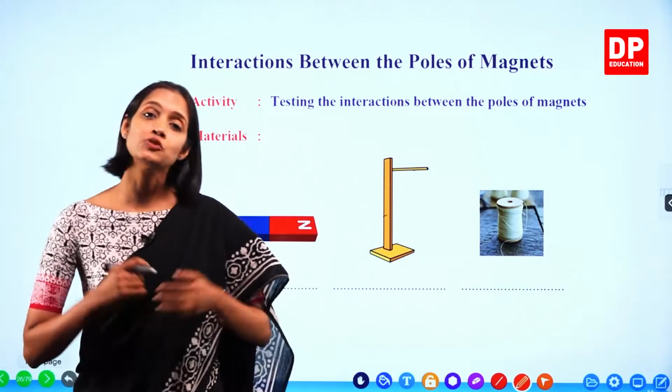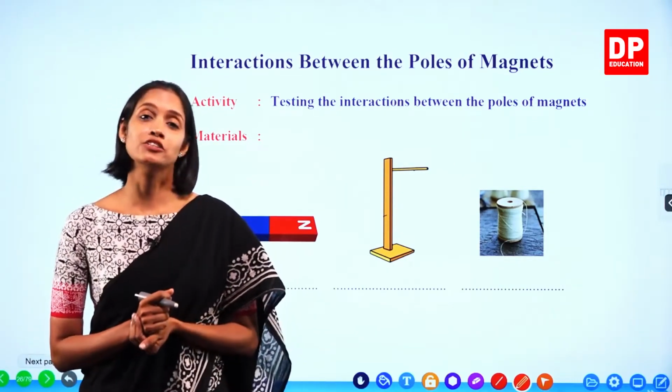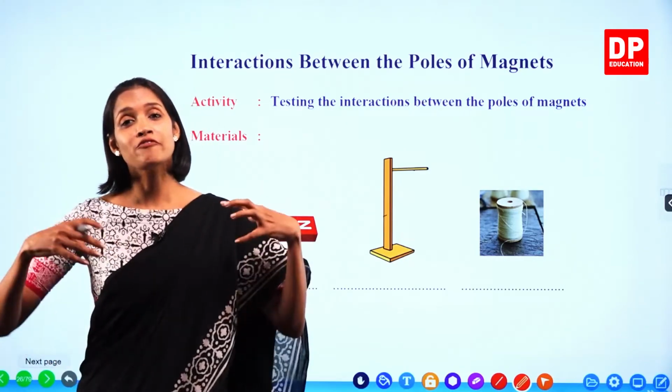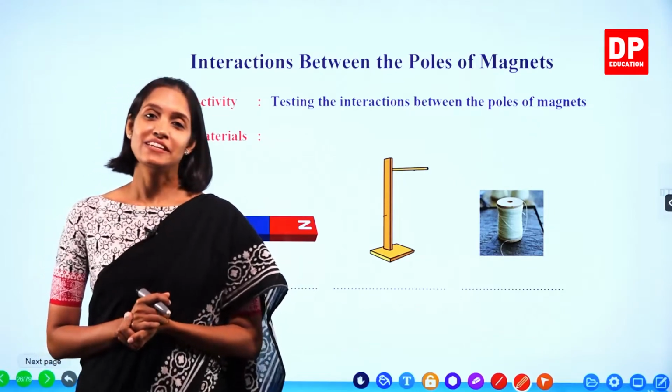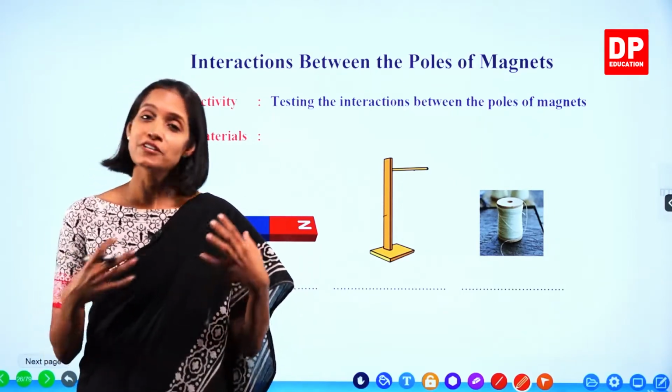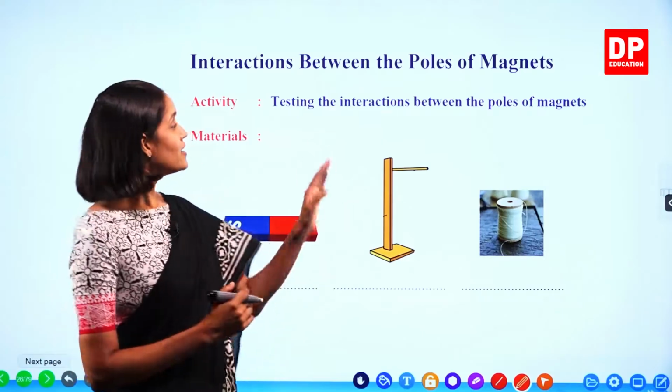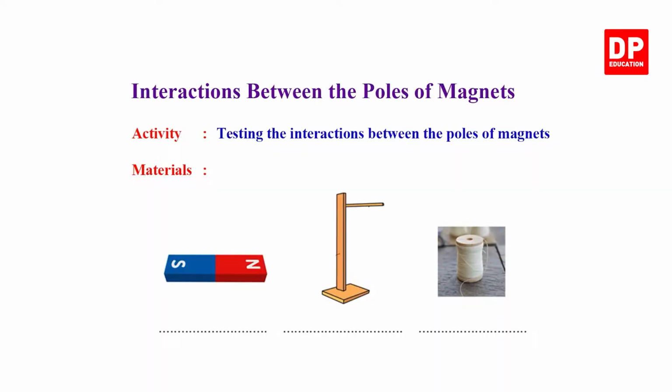And we learned that the two ends of the magnets are known as magnetic poles, and magnetic poles have more magnetic power than the middle part of the magnet. And further we learned that there are two magnetic poles, north pole and south pole. And now here we are going to learn about the interactions between the poles of magnets.